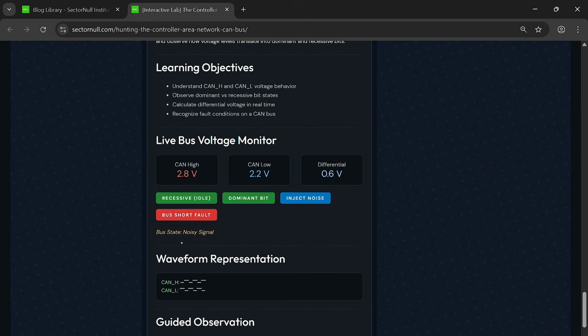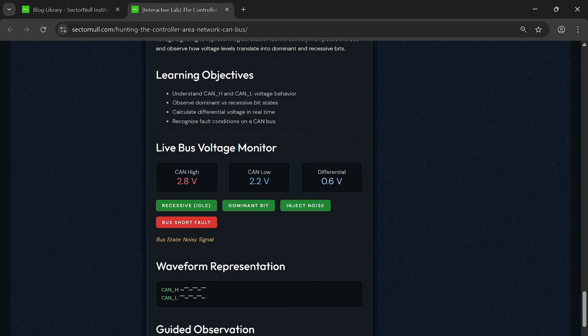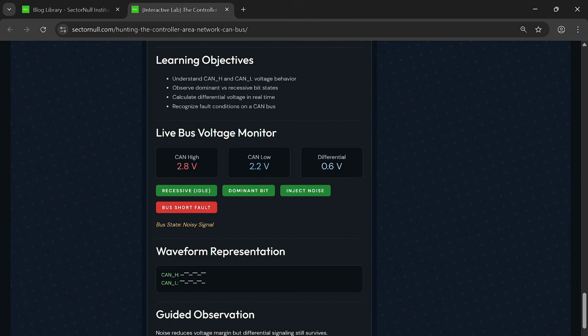Now, let's look at the bus state. It explicitly says the noisy signal, and that is correct here. Despite the noise, communication is still possible. You may ask why? Because the controller area network does not care about the absolute voltage. It cares about the difference, the differential between the CAN high and CAN low. And right now, the differential voltage is still strong enough for receivers to reliably distinguish the dominant and recessive bits.